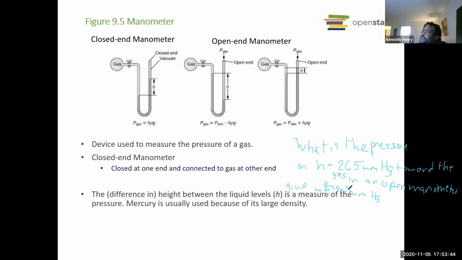Okay, so what is the pressure? That should be if the height is equal to 265 millimeters of mercury towards the gas in an open manometer. Give me the pressure in millimeters of mercury. Any volunteers?